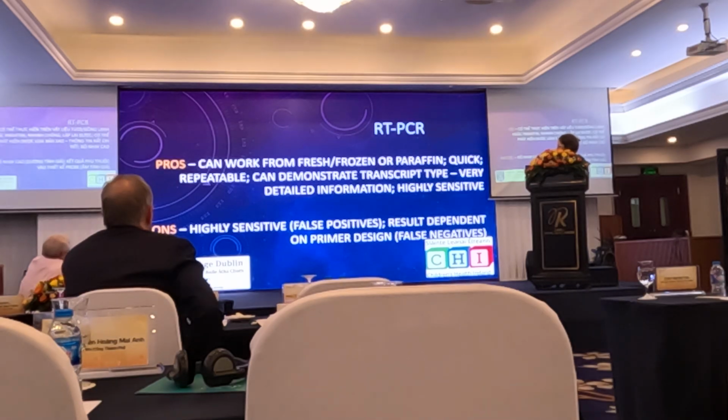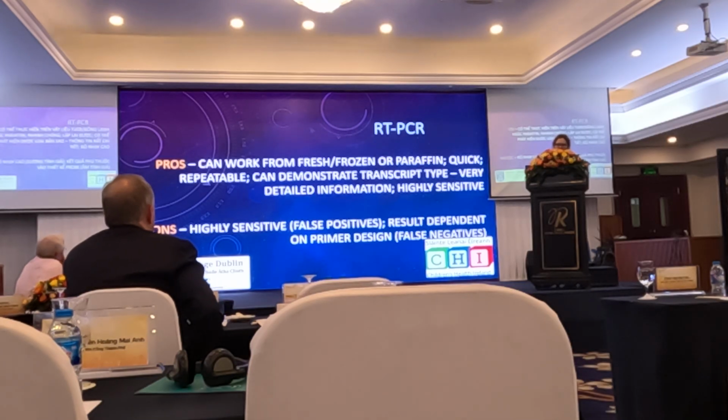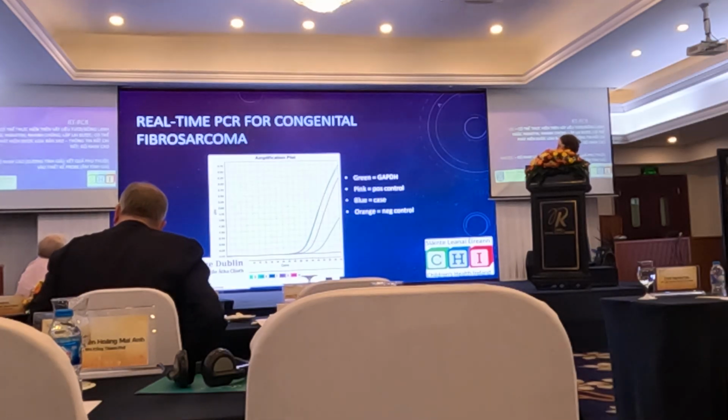RT-PCR can work from fresh frozen tissue or from paraffin. We don't require a lot of material for this. It's extremely sensitive, so you need to have your lab be very careful not to get false positives. You may get false negatives if your primers are not designed to encompass variants in where the breakpoint may occur. If you only go for the actual most common, and we do see variants. But you can go back to the material and try it again, so that is very useful. And this is what RT-PCR may look like.